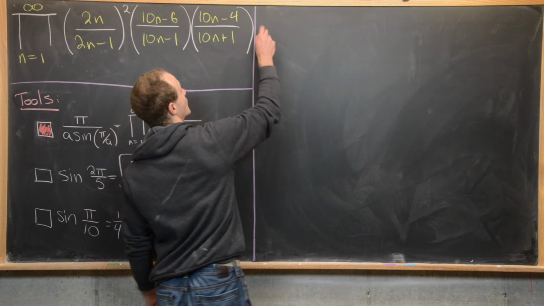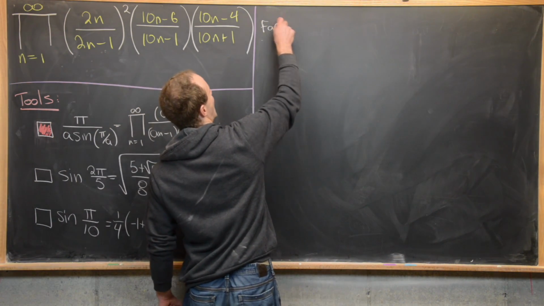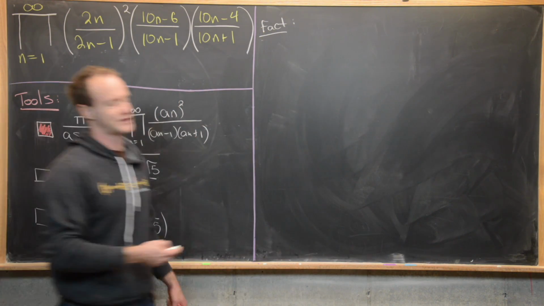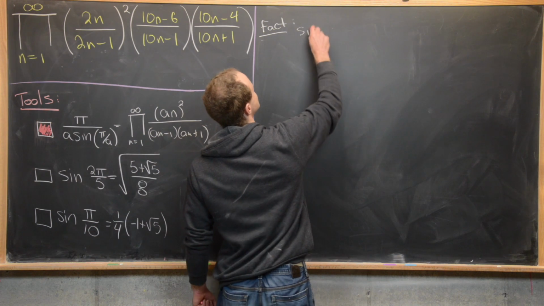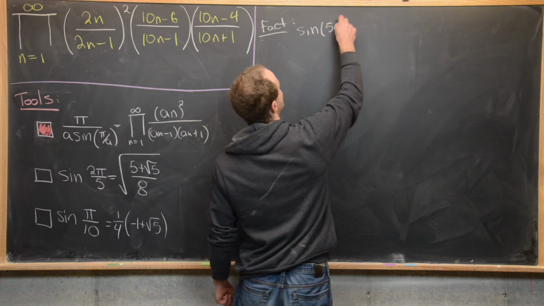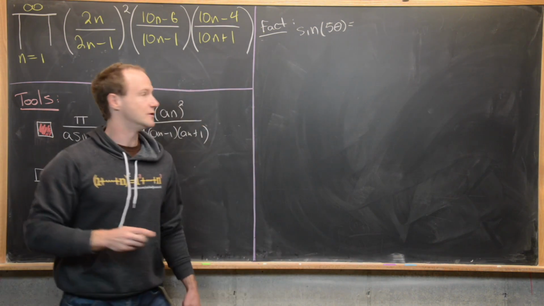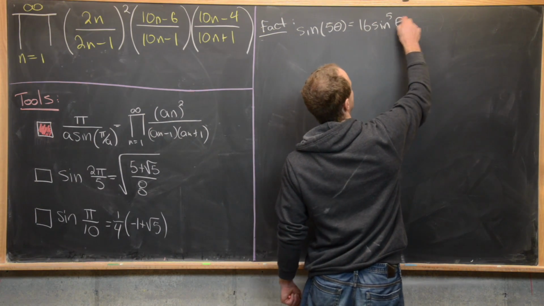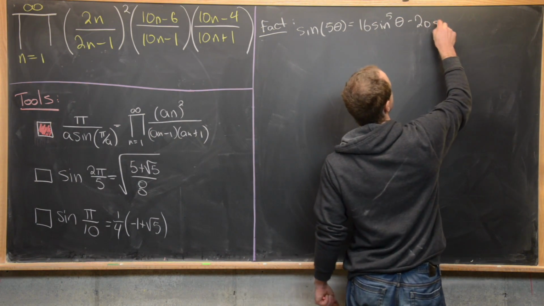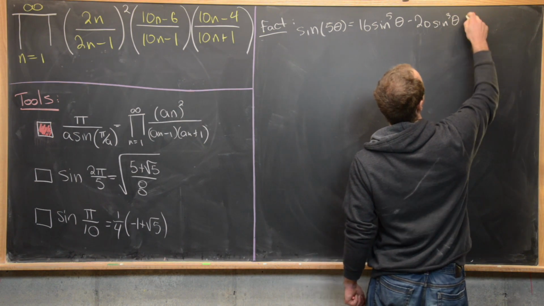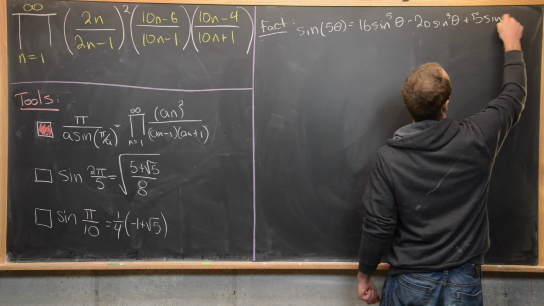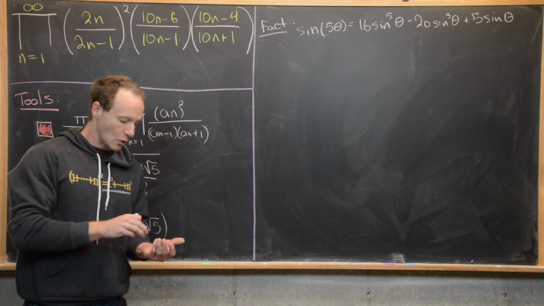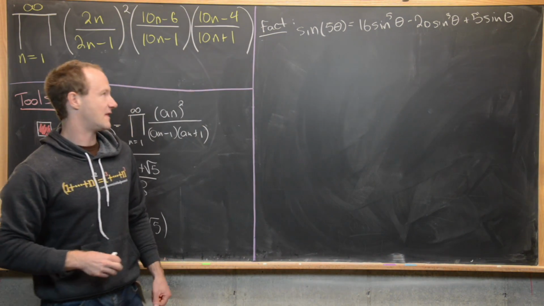So the first thing that I want to use is the following fact, which is maybe like a quintuple angle formula for sine. So we've got sine of 5 theta is equal to 16 times sine to the 5th theta minus 20 times sine cubed theta plus 5 times sine theta. I'm not going to prove that, but maybe we'll talk about how you would get at that.